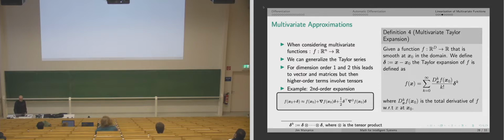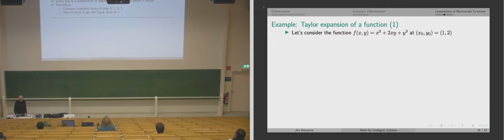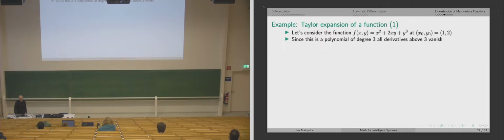But we don't have so much time. I have an example here of computing the second order Taylor expansion of that function here at a particular point, 1, 2. So the way we would proceed is, since it is a polynomial of degree 3, everything after 3 will vanish. So actually the second order polynomial is not completely the polynomial itself, but it's almost the full polynomial.